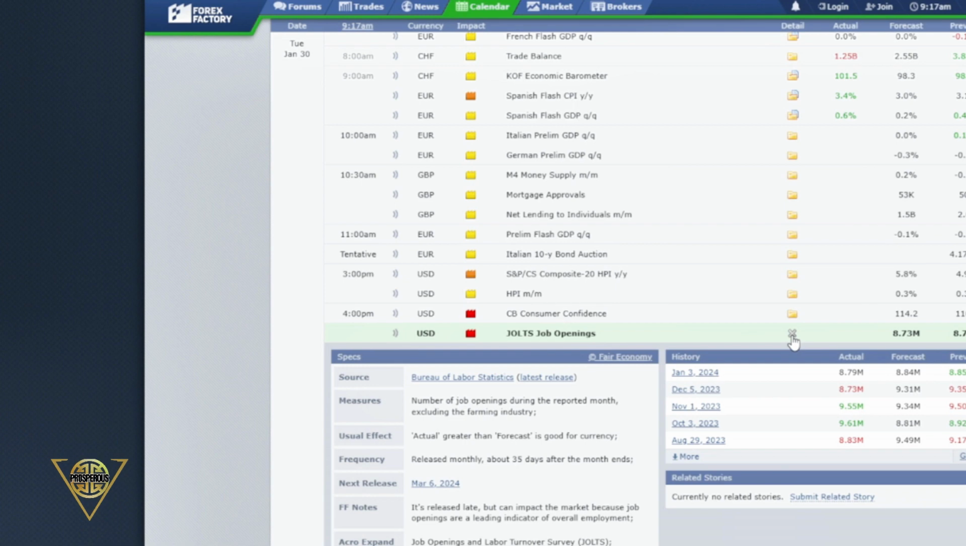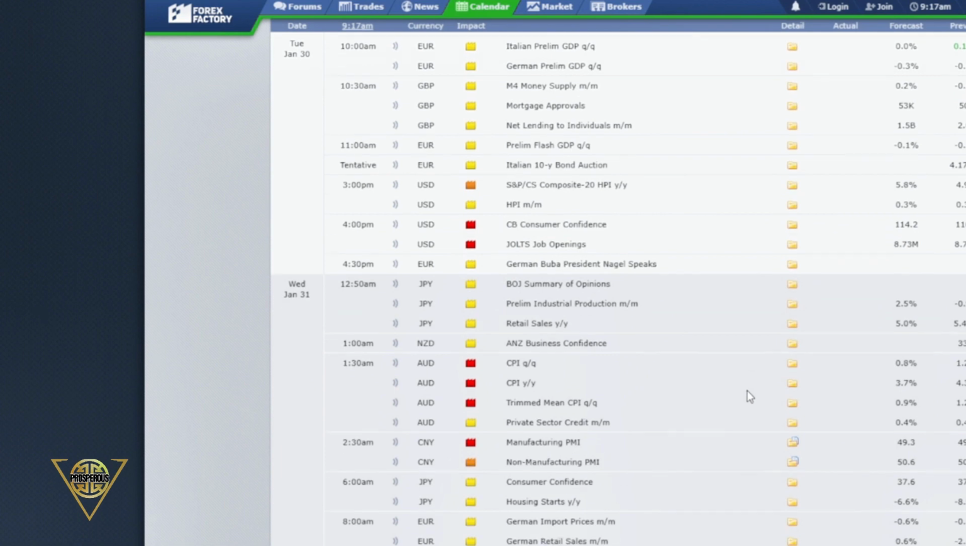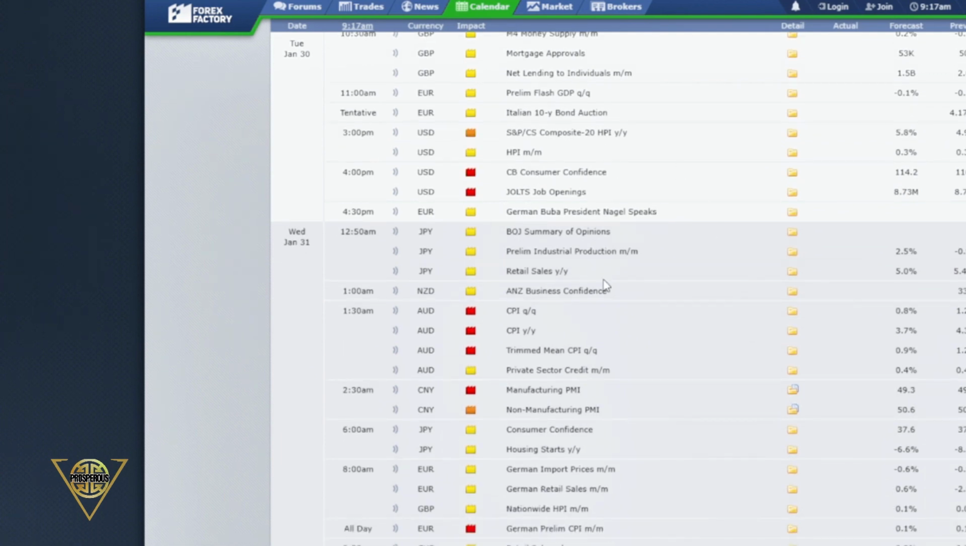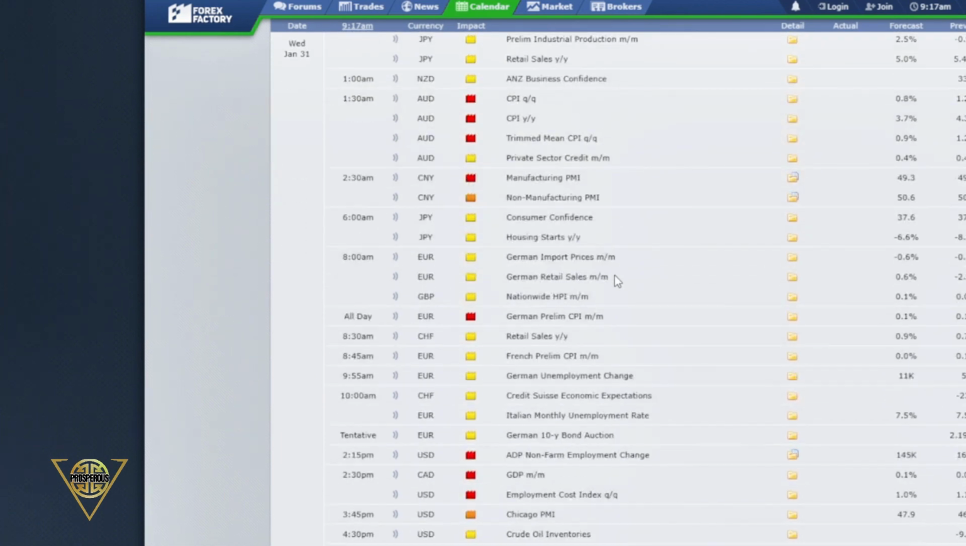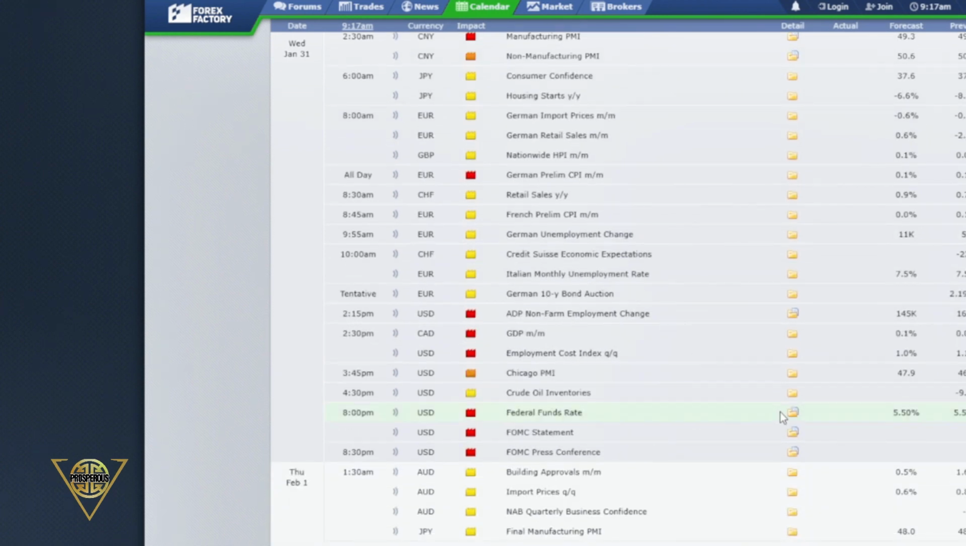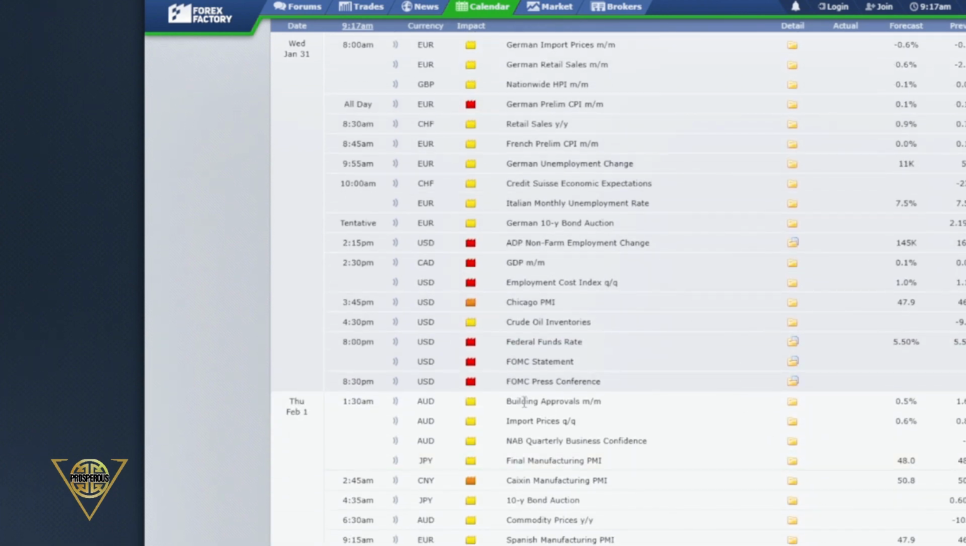and this is the job openings. I'm not going to talk too much about this because honestly, I don't know much about this, but job openings: numbers of job openings during the reported months, excluding the farming industry. Okay, very clear. Excluding the farming industry. All right. We'll see how the numbers come out and how it affects the market. But this is today. I want to talk about what we got on Wednesday, tomorrow. This is going to be super interesting. What do we got? Boom.